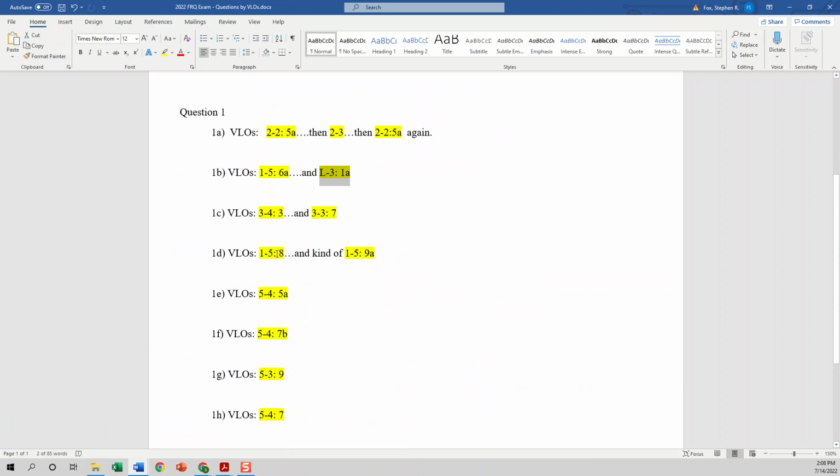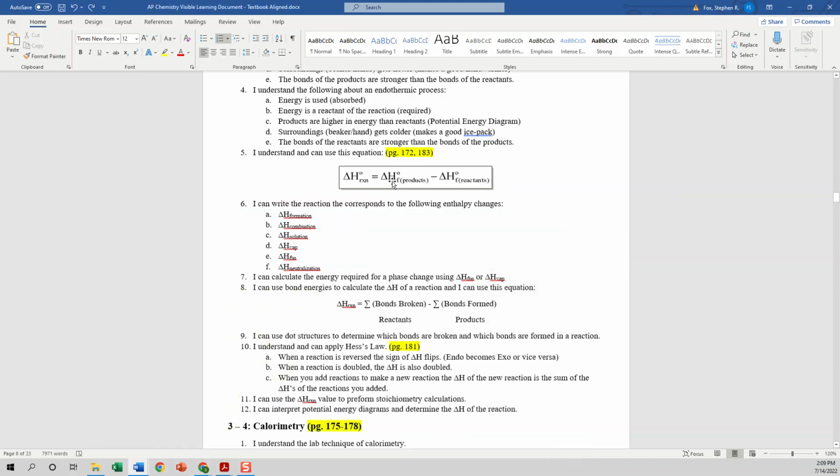So 1-5 8 and 1-5 9A. Now, it says kind of 1-5 9A because you don't need to know 1-5 9A to answer this question, but it kind of helps you if you're really familiar with it. You wouldn't even have to read the prompt that well. You should be able to look.